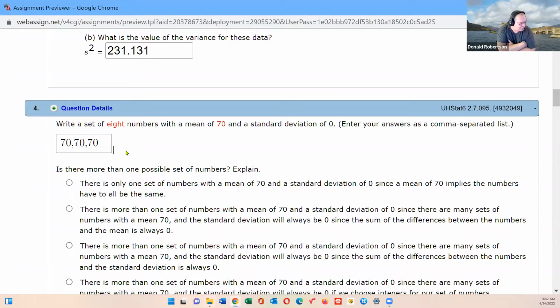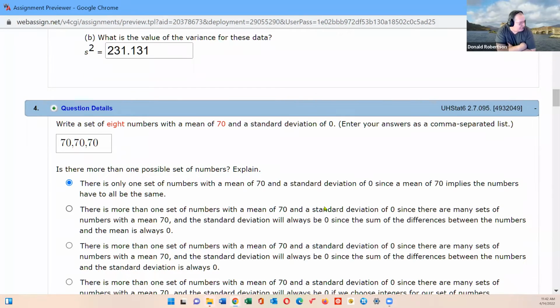What's your gut feeling? I could tell you, but come on. There couldn't be any other number other than 70 for the standard deviation 0, right? Correct. So it's the first thought. It ain't possible, right? There's only one way that that's going to happen.